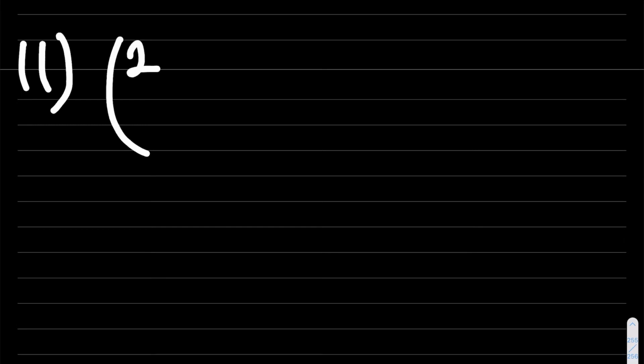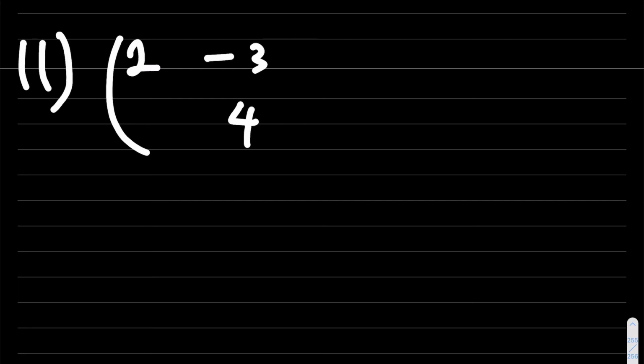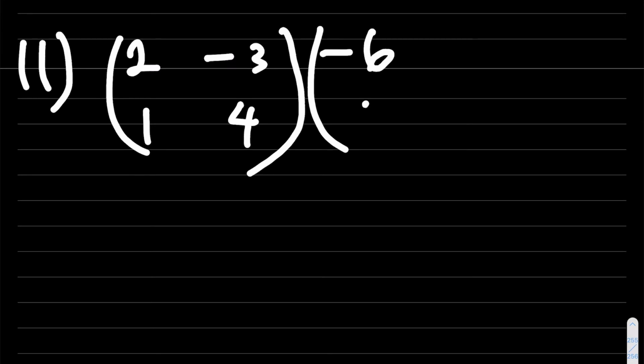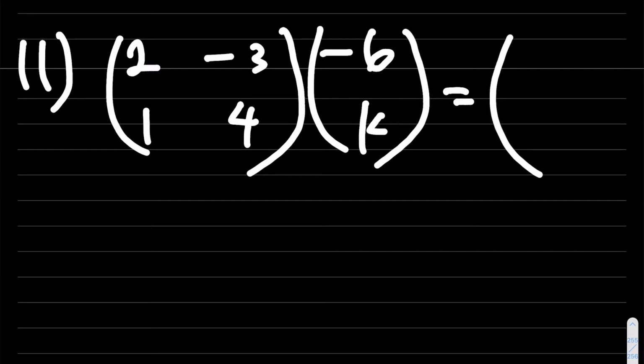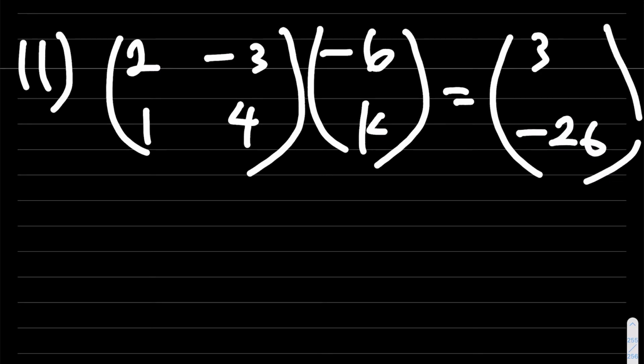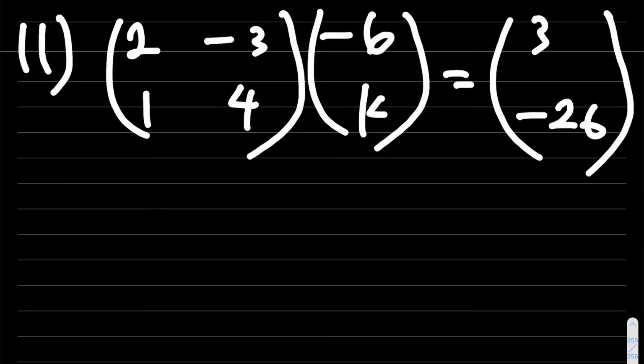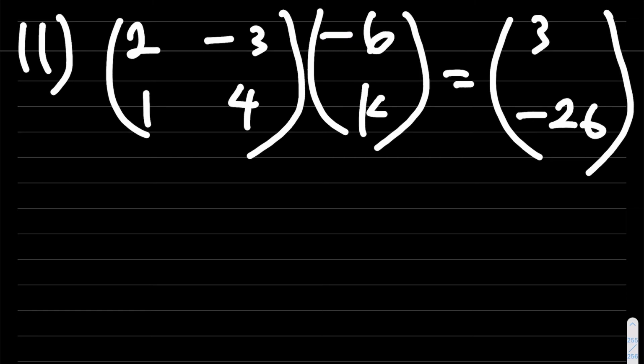If the product of these matrices, this one has elements 2, minus 3, 1, 4, and this one with elements minus 6 and k, is equal to another matrix with elements 3 and minus 26, find the value of k. That's simple. We just multiply the two matrices on the left hand side.